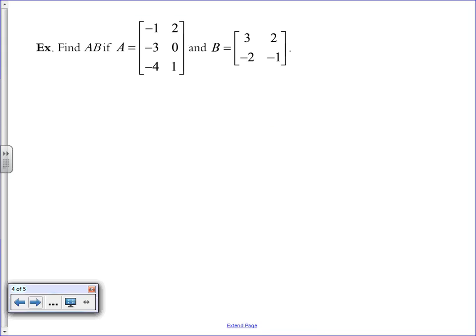Always start by counting the columns of the first and the rows of the second. The columns of A, there are 2. The rows of B, there are 2. Therefore, I can find the product AB. It doesn't necessarily mean I can find BA, but I can definitely find AB, which is what it's asking me to find. So I will write these two matrices touching side by side.